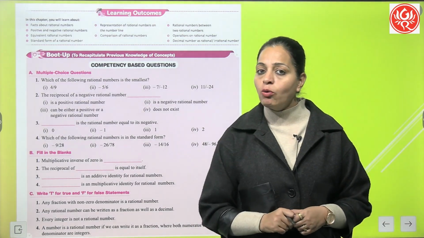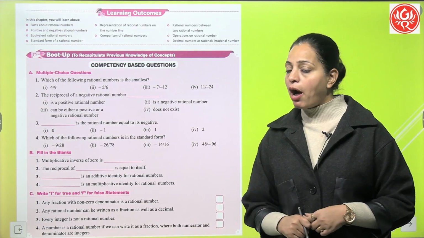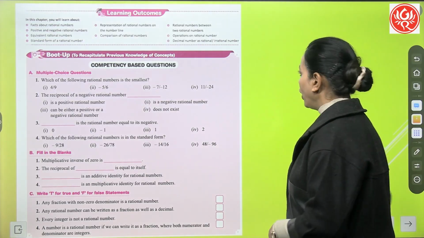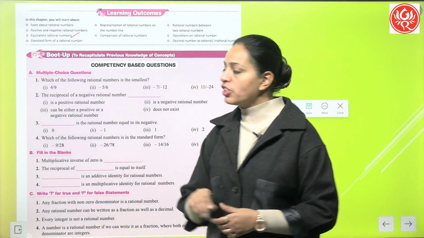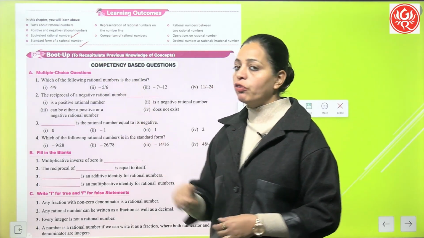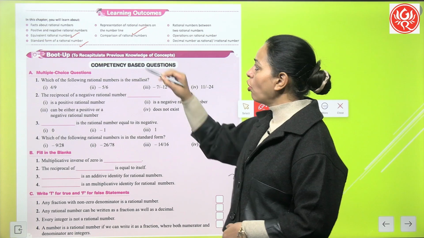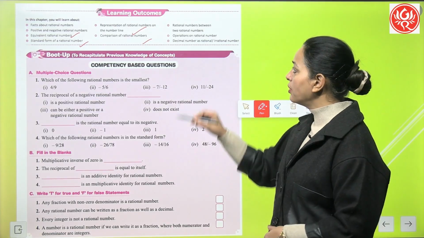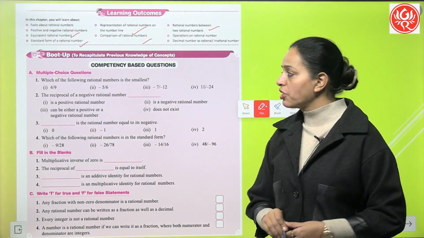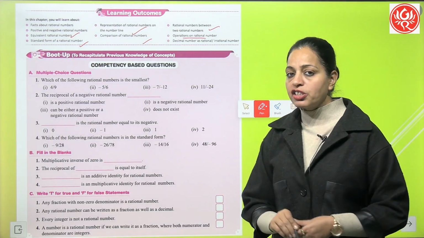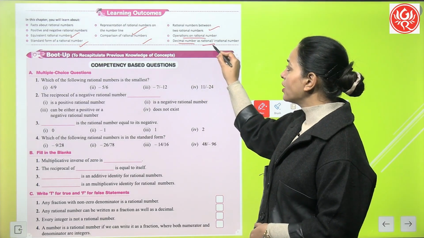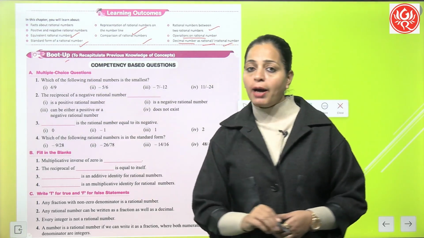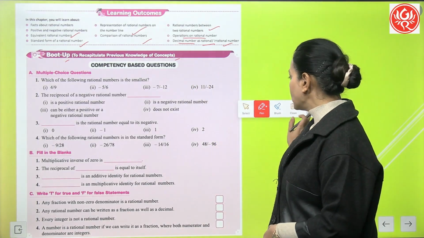See, learning outcomes. In this chapter, you will learn about facts about rational numbers, positive and negative rational numbers, equivalent rational numbers, standard form of a rational number, representation of rational numbers on the number line, comparison of rational numbers, rational numbers between two rational numbers, operations on rational numbers, decimal numbers as rational or irrational numbers. Now let's recapitulate previous knowledge of concepts.